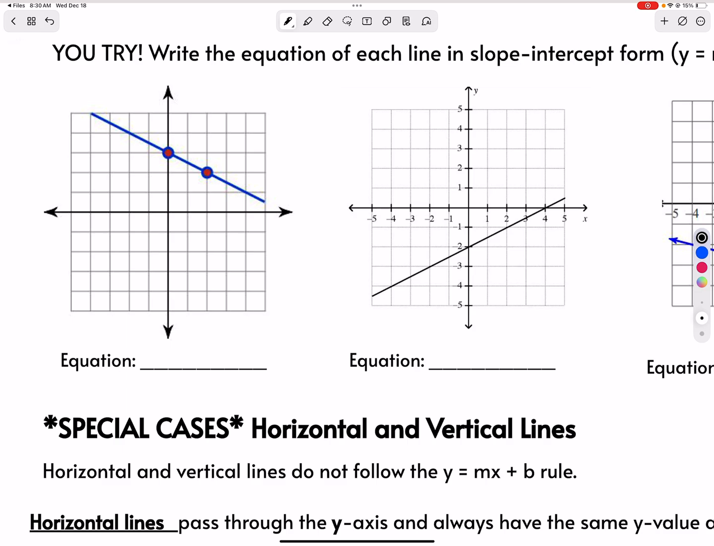All right, so just going straight forward with this, I see I'm going down 1 to the right 2. So y equals -1/2 x, and it goes through at +3. So it's +3 here.